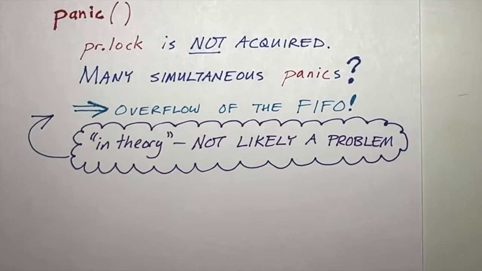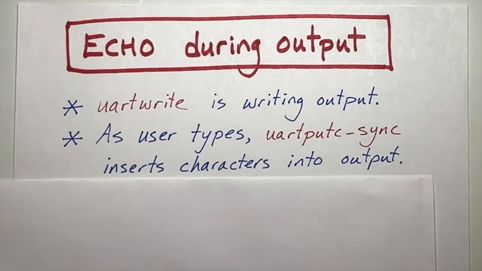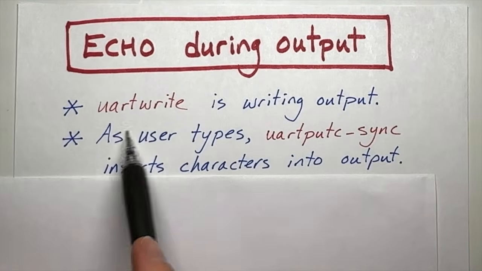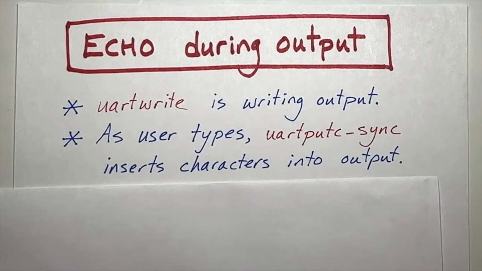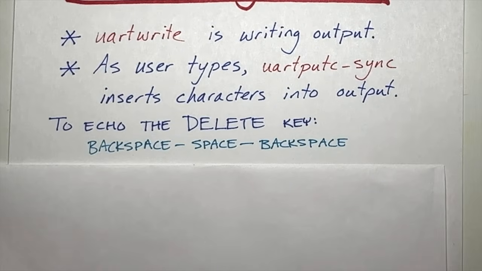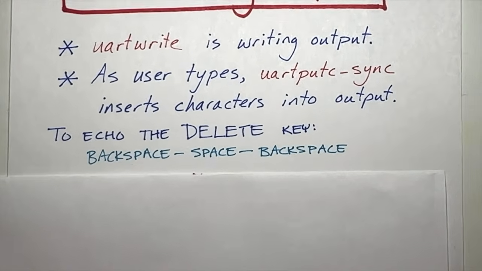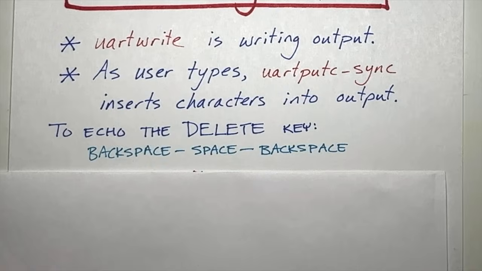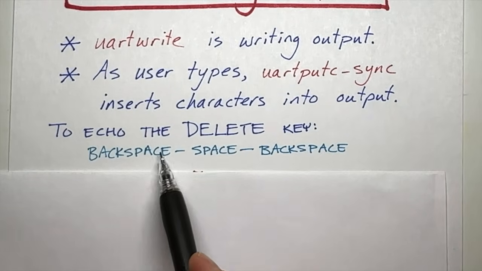A more serious problem occurs when echoing input characters, while at the same time some process is writing to the console. So one process is using UART write. Meanwhile, the user hits a key and console interrupt will call UART put C sync to echo the byte. This is not normally a problem. Of course, the order in which the characters are transmitted could be anything. The interleaving will be influenced by the timing of the keystrokes relative to the process doing the other output. However, there is one situation that can cause a problem, and that's a backspace.